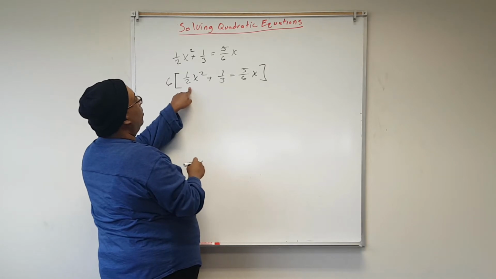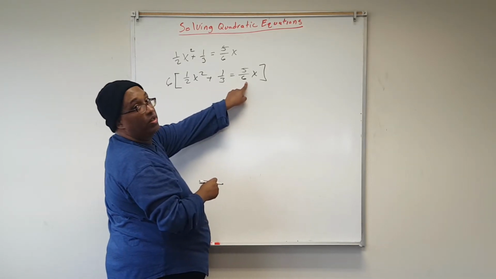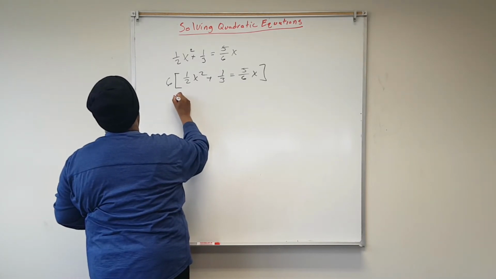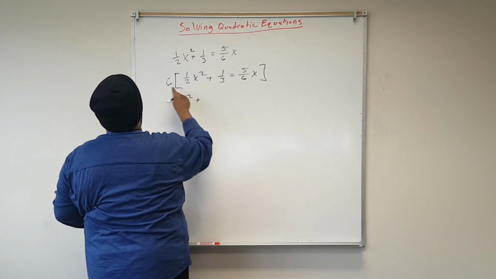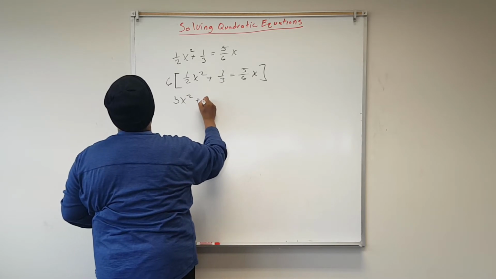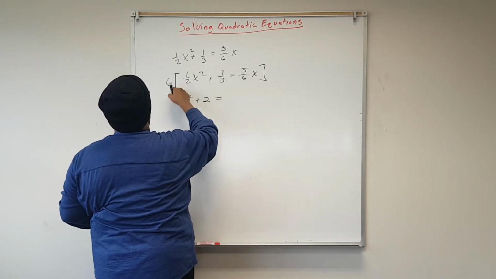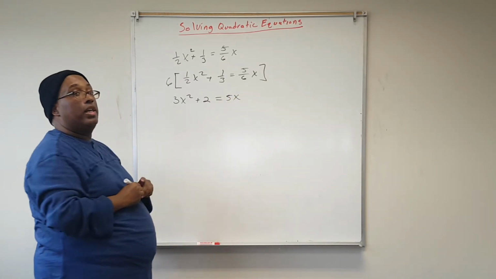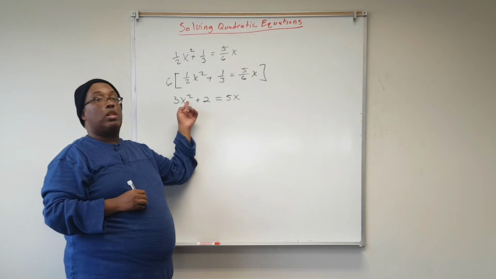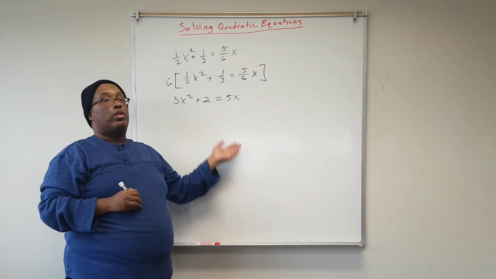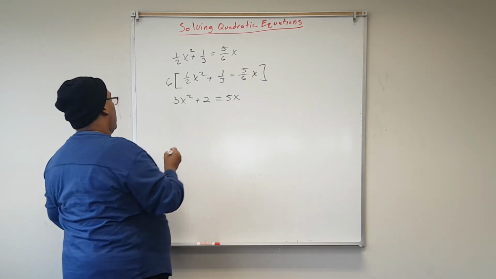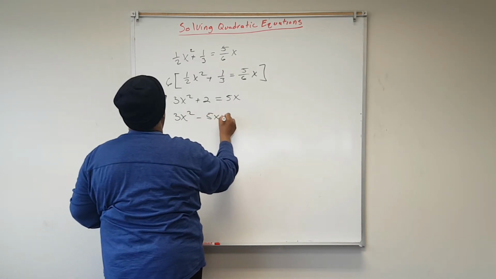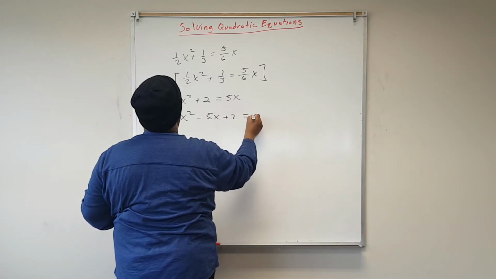Notice the 2 and the 3 make 6, and we have a 6 here, so the LCD is 6. Half of 6 is 3. A third of 6 is 2. 6 and 6 cancel, that gives us 5x. Again, we have a quadratic equation because the highest exponent is x squared. We should set it equal to 0. 3x squared minus 5x plus 2 equals 0.